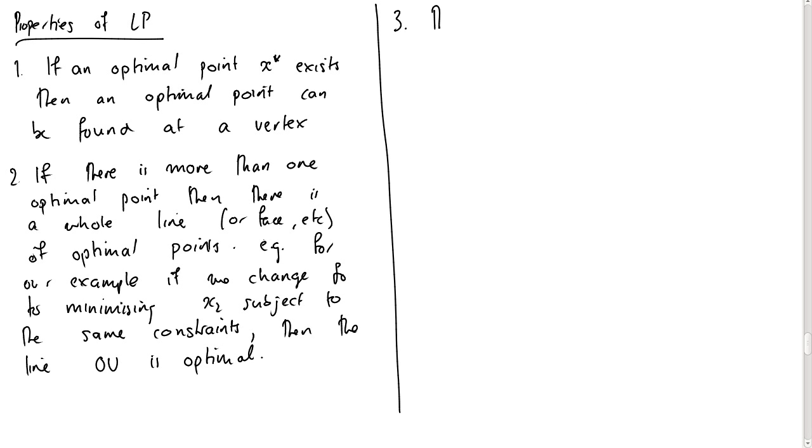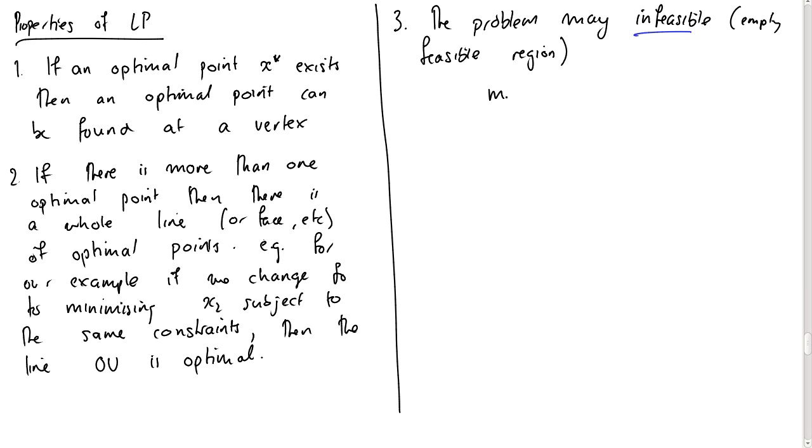So the problem may be infeasible. Okay, that means empty feasible region. Okay, and we can give a quick example of that. Maximize x1 plus x2 subject to x1 is greater than or equal to 0, x2 is greater than or equal to 0, and x2 is less than or equal to -1. Okay, there is no point x1 and x2 that satisfies all of those constraints, so the problem is infeasible.